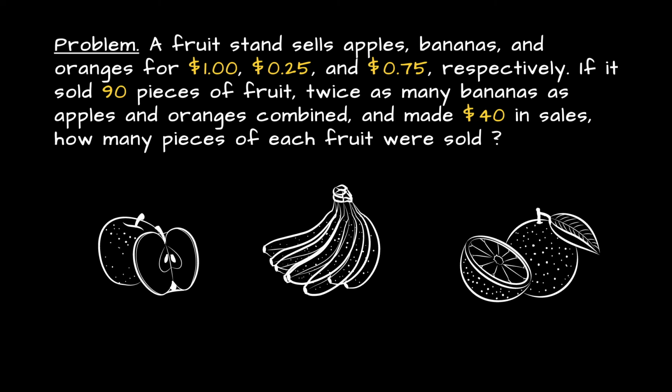But as is so often the case in mathematics, we can begin to understand what's going on here by giving names to the things that we don't know. And here there are, of course, three unknowns. One of them is the number of apples sold. Let's call that x. Another is the number of bananas sold. Let's call that y. And finally, we have the number of oranges sold. Let's call that z.